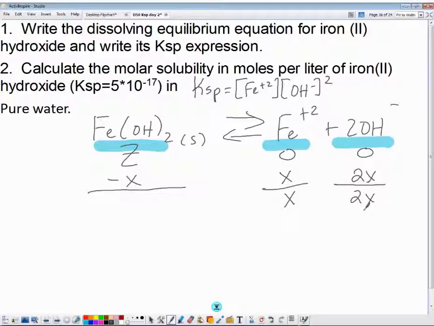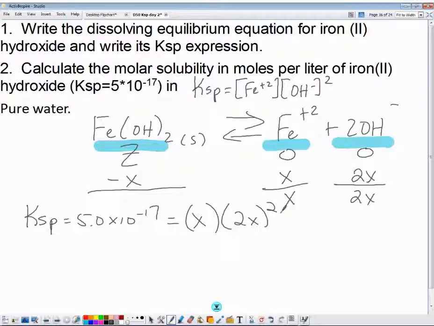And how do I solve for X in any of my ICE charts? I got to have a K value. Well, we do. I gave you the K value up here as 5 times 10 to the minus 17. So what you do is you say KSP, which is 5 times 10 to the minus 17, will be equal to the amount of iron raised to the first power times the amount of hydroxide raised to the second power.